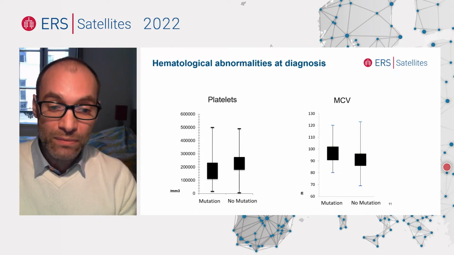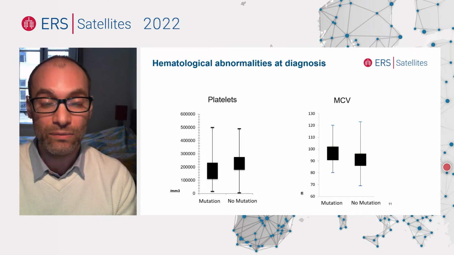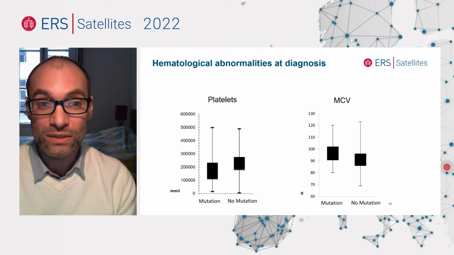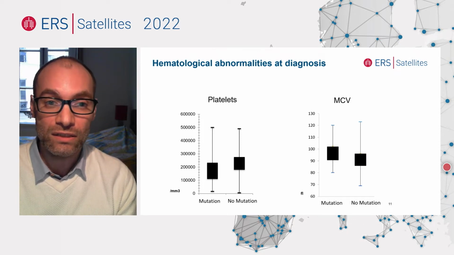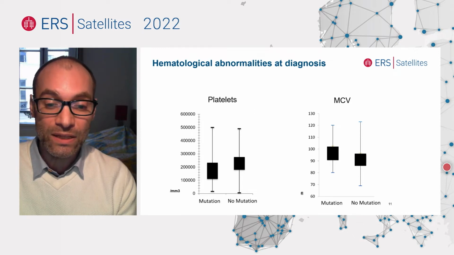However, some patients may have a low platelet count or an increased MCV without TERT or TERC mutations. They may be associated with other telomere-related gene mutations, such as RTEL1, or they may also be associated with other diseases that might be just coincidental, such as alcohol consumption and so on. And a little bit more than half of the patients won't present any hematological abnormalities.